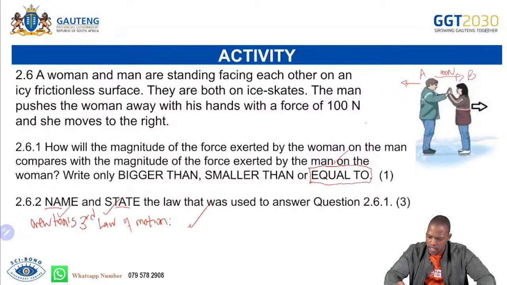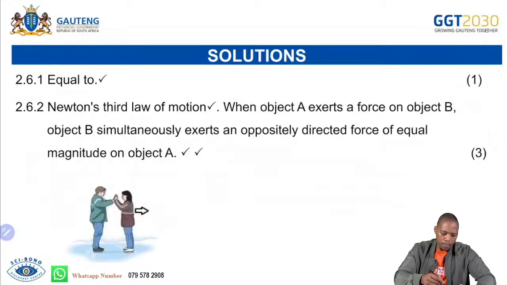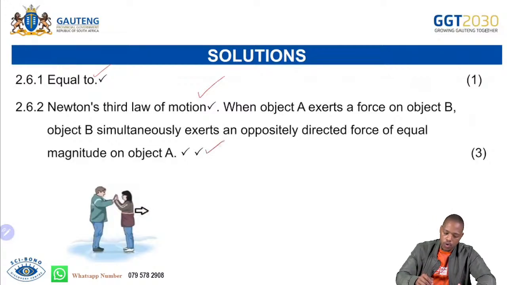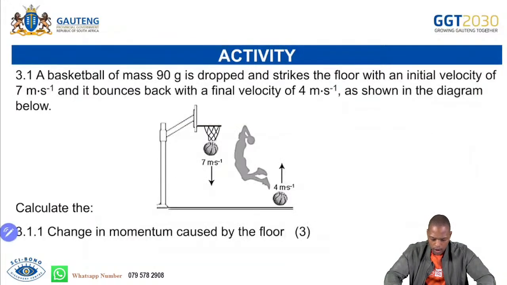Okay, let's look at another question there. Before we look at another question, this is our solution. As we have said, it is equal to, right? And then the law was Newton's third law of motion, and it says when object A exerts a force on object B, object B simultaneously exerts an oppositely directed force of equal magnitude on object A, and you get 2 marks for that. In total, 1, 2, 3, 4 free marks. 4 marks that no one should be missing, grade 12. Everyone should be getting these marks. Right, let's look at another question.